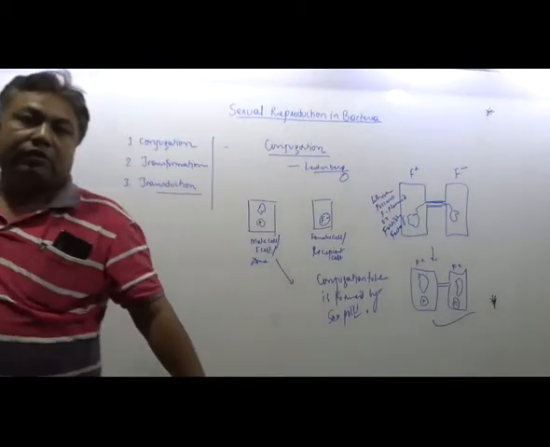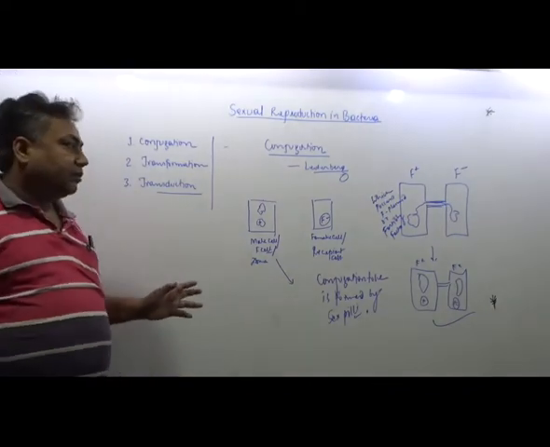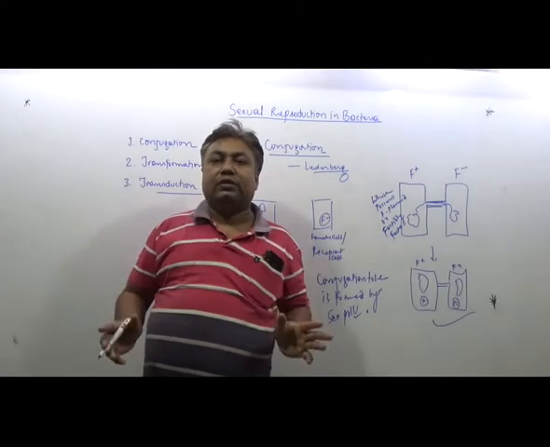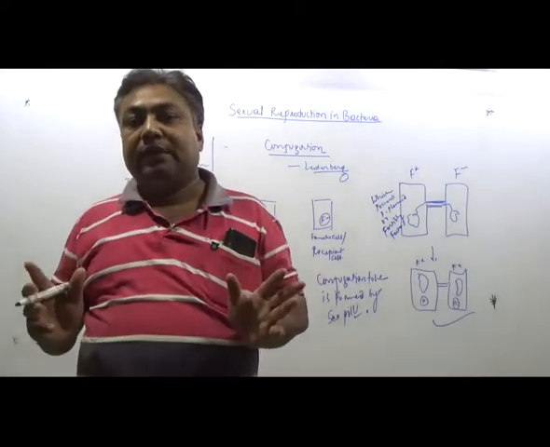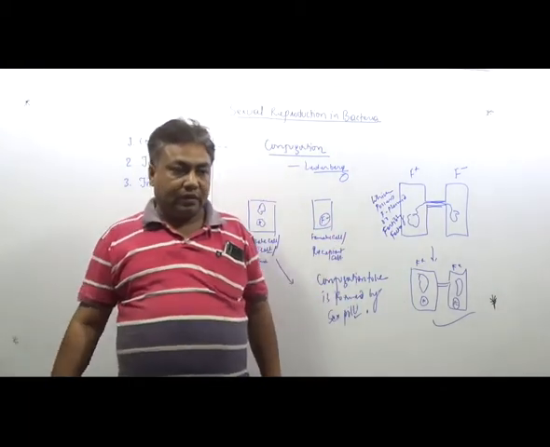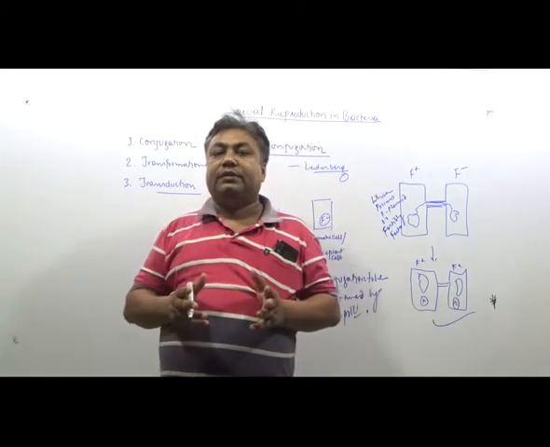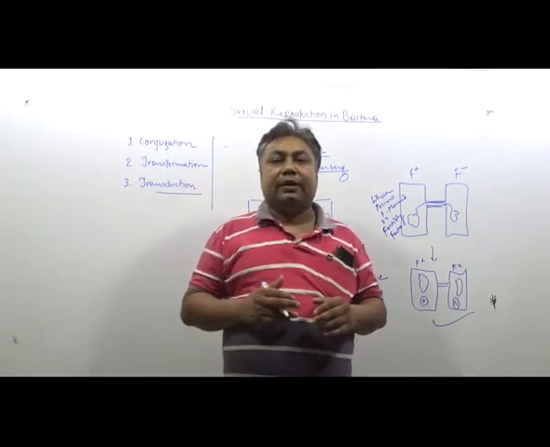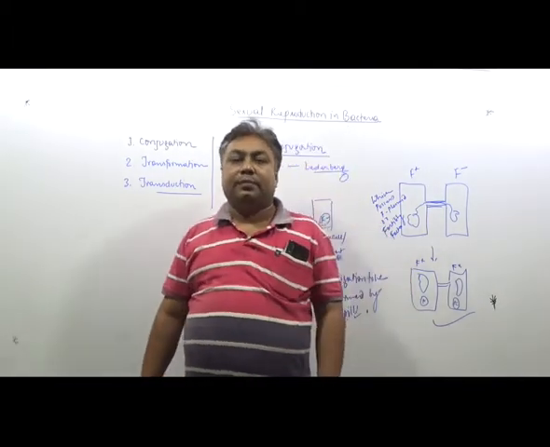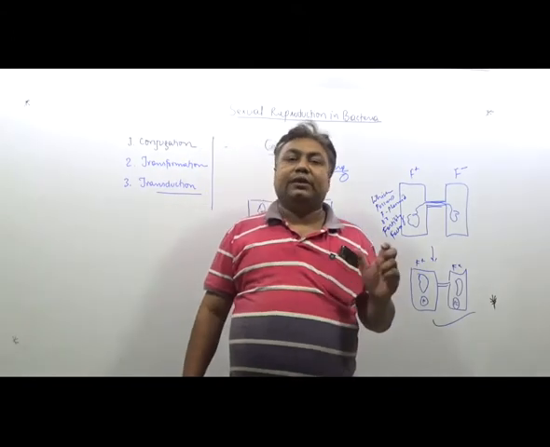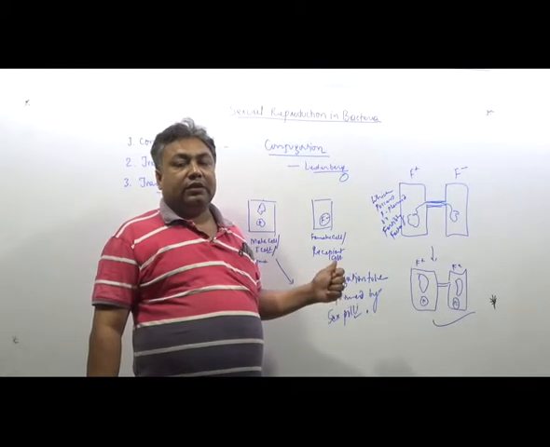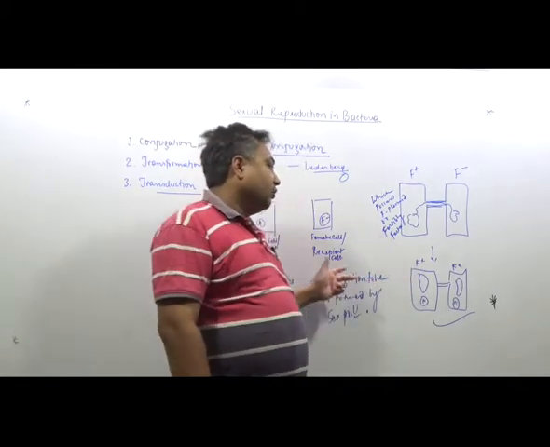Okay, so this is all about conjugation. In this process, a connection tube is formed between two cells. One is the male cell, another is the female cell or recipient cell. As the connection is established, a copy of the F plasmid passes into the other cell, and in this way genetic recombination occurs, and this mode of reproduction is called conjugation.